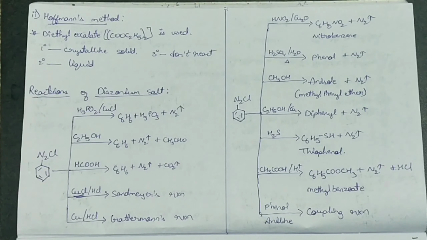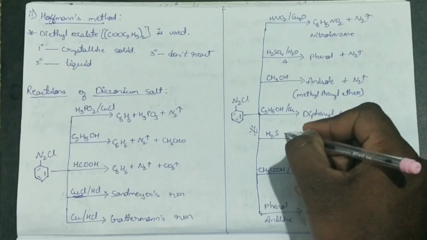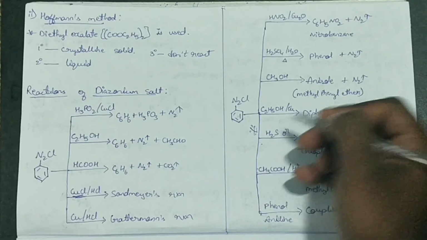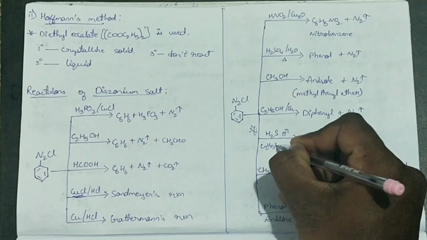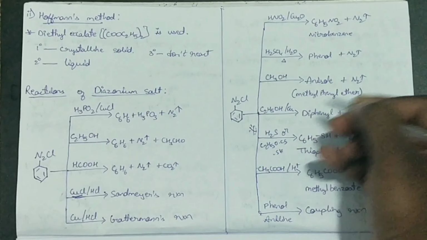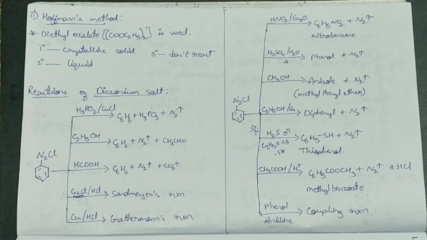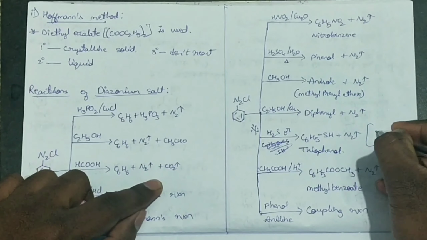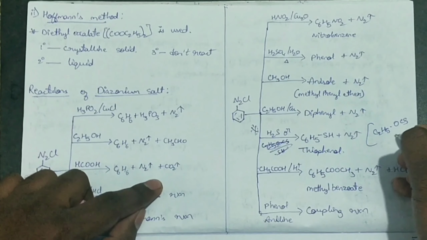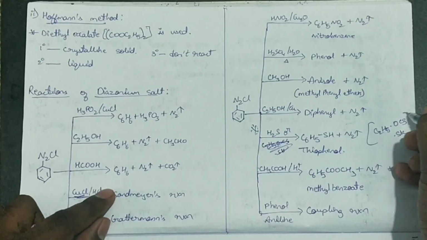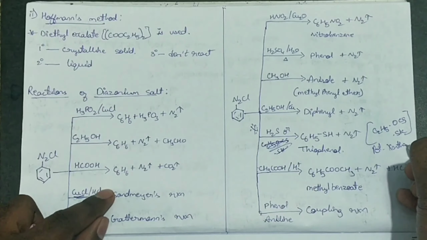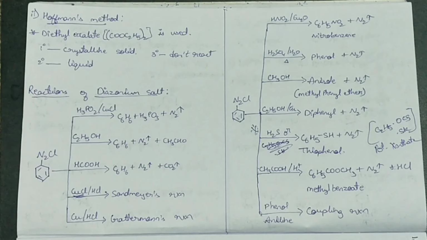Next, another important reaction is when diazonium salt reacts with H2S, or along with potassium xanthate. Potassium xanthate formula will be C2H5OCS2K. I will write it clearly next to the reaction: C2H5OCS along with sulfide and potassium. So this is called potassium xanthate. Potassium xanthate gives thiophenol.